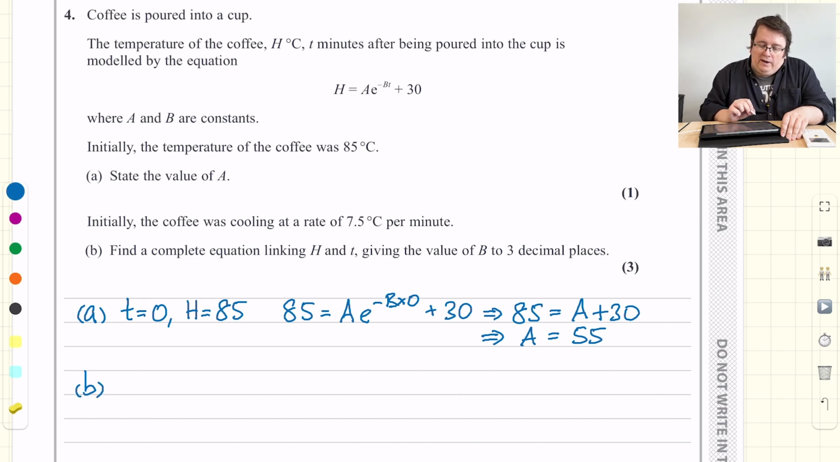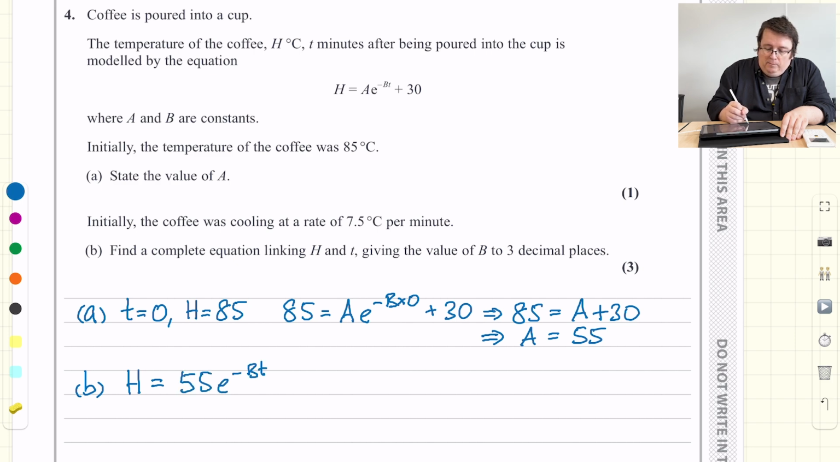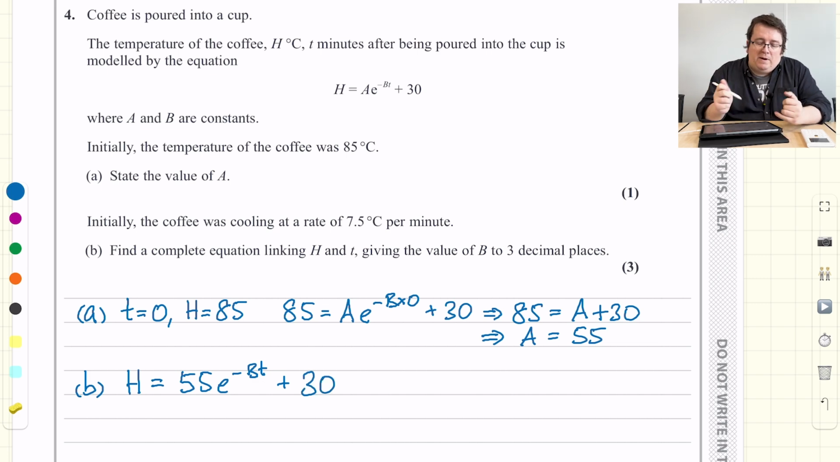Initially, the coffee was cooling at a rate of 7.5 degrees Celsius per minute. Find a complete equation linking H and T, giving the value of B to 3 decimal places. Let's write out what we've got so far. H is equal to 55 e to the minus bt plus 30. Now, because we're talking about it cooling at a rate, that means we need to find the derivative, dH by dt.